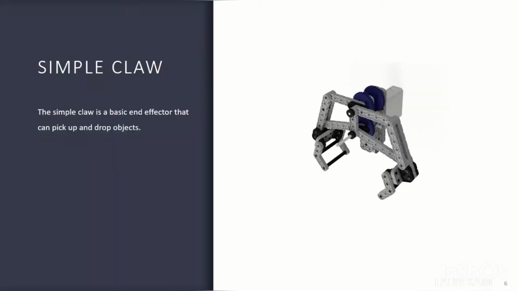So we have the simple claw over here. It's a basic end effector that can just pick up and drop objects. It's good for picking up objects that are still, like squares, instead of something that can roll around.